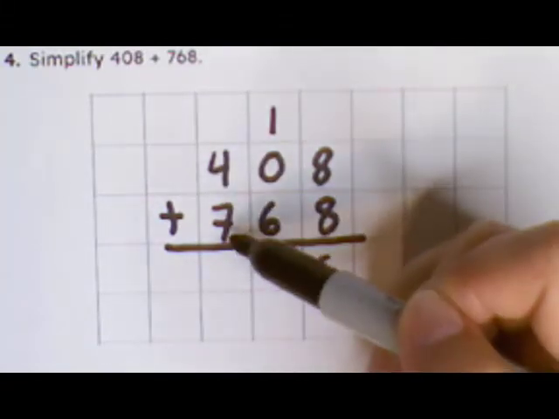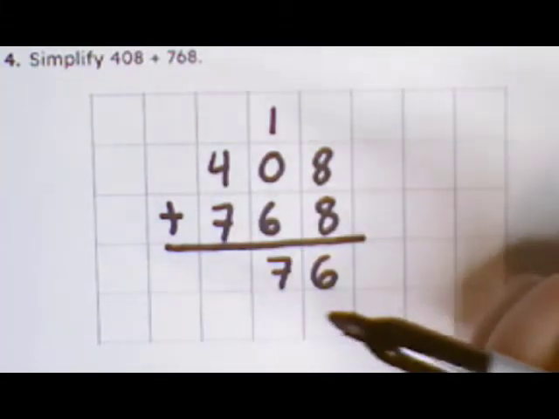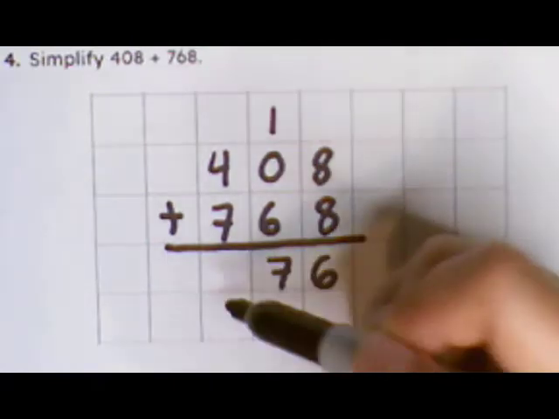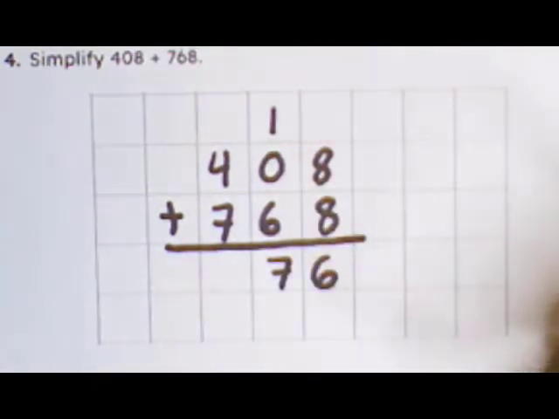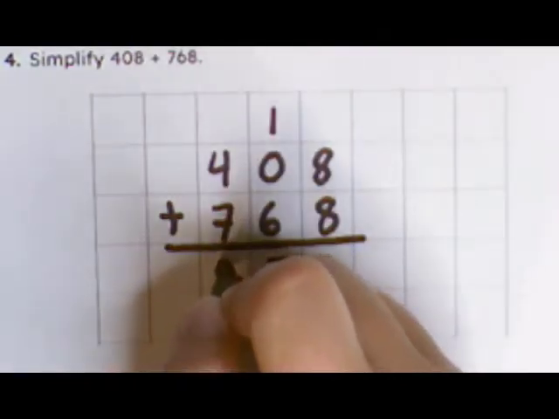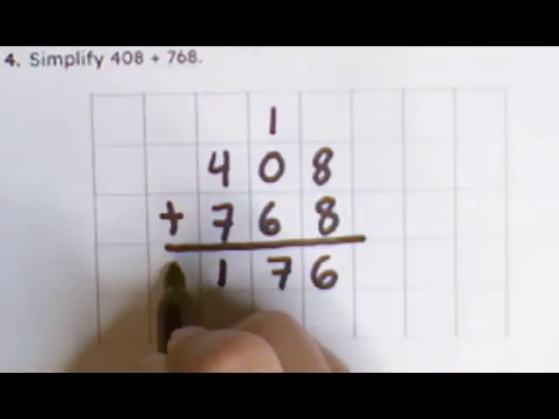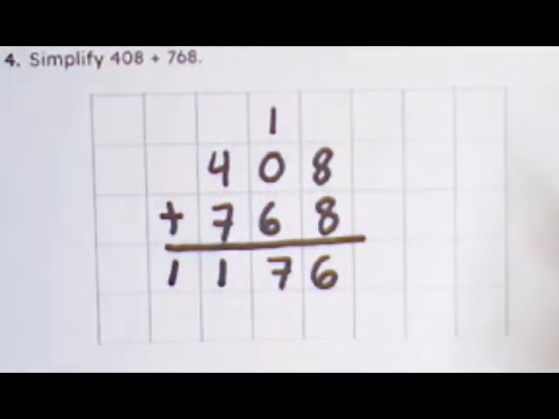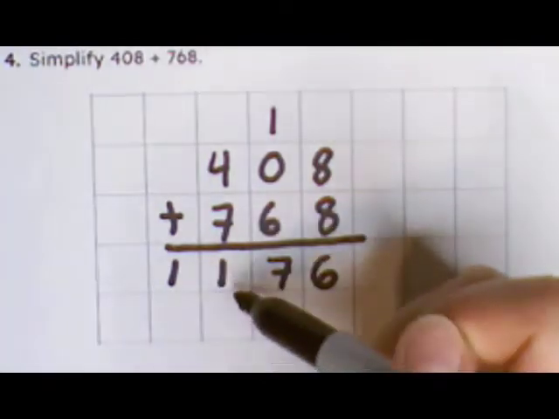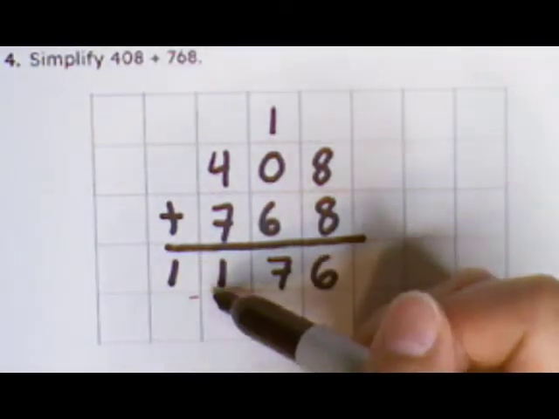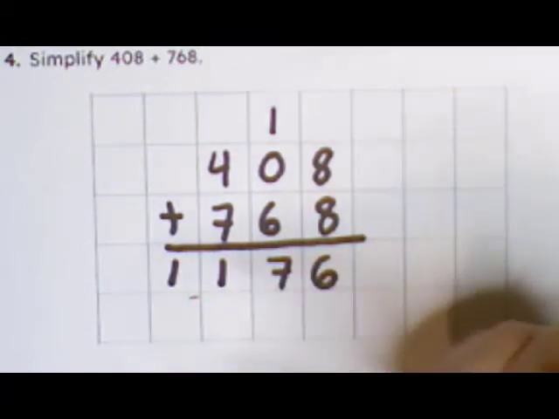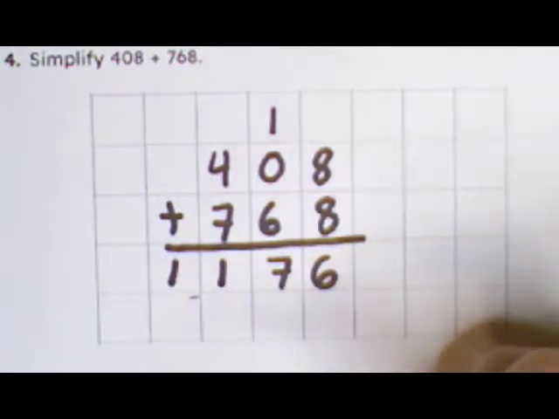400s and 700s is the same as 1100s. But I can't fit 11 in this space. So what I do is I write the 1 from the 11 there, and then 10 hundreds is the same as 1,000, which is interesting when you think about it. It makes sense. 11 hundreds is the same as 1,100. So your final answer is 1,176.